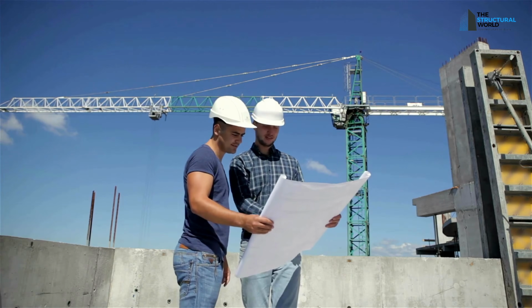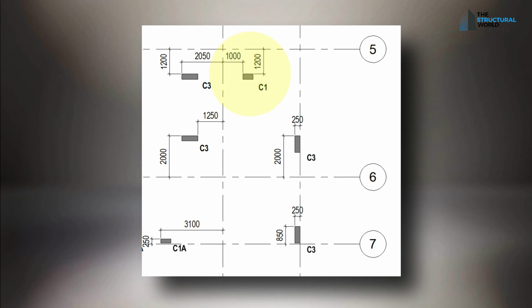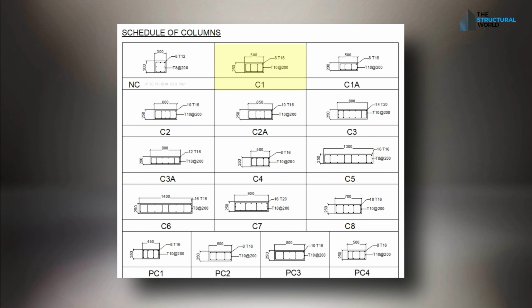To know the location of column C1, for example, the dimensions from grid lines are indicated and its column tag. To check the number of rebar and spacing stirrups, you can go to the schedule of the column on the same sheet or a separate sheet in some drawings.